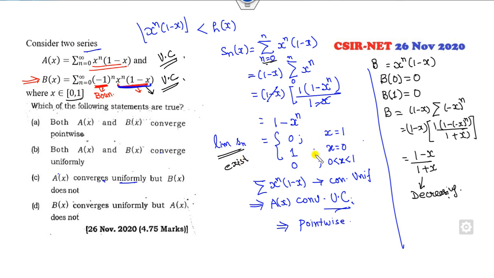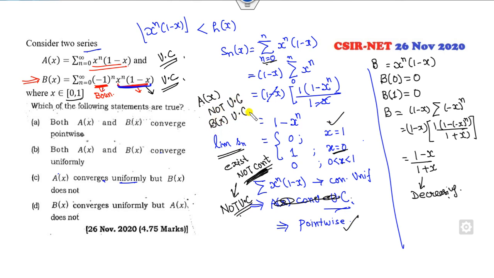Is it a continuous limit? No. This is not continuous. You can see that at x equal to 0 it is 1 and the upper limit is not continuous. If it is not continuous, it means it is not uniform convergent. It is only pointwise convergent. That's fine. The limit exists. It's pointwise convergent but not uniform convergent. So A is not pointwise, not uniform, but B is my uniform convergent.